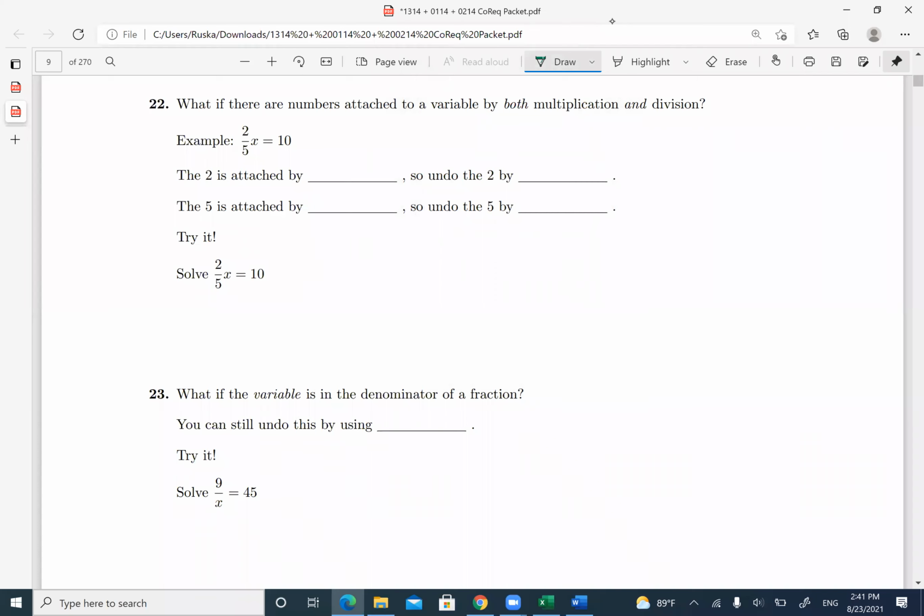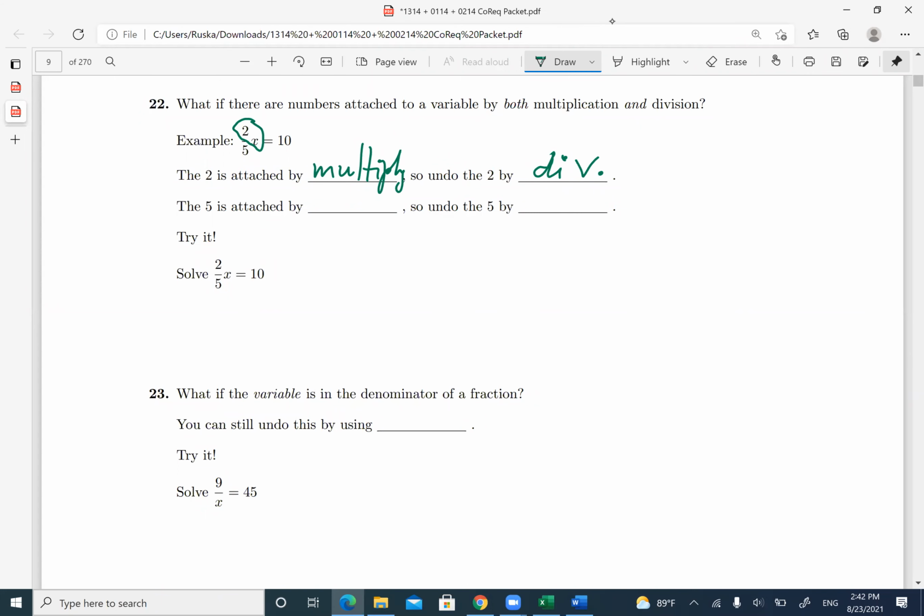The 2 is attached to the x. Is it by multiplication, addition, or subtraction? What is the operation between 2 and x? So 2 and x, how are they attached? They're being multiplied. That's right, multiply. So how do you undo the 2? The opposite of multiplication is division, right? You're going to divide.